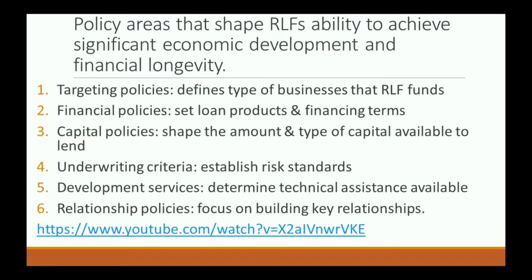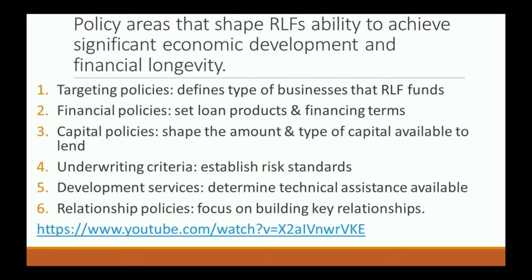Administrators of an RLF need to set priorities and then determine the best allocation of funds. Profitability is important because money must be returned to the fund so it can be lent out again. But we can shape our RLF through different policies. First up, we have targeting policies. This would define the type of businesses that the RLF funds. They should reflect economic development goals and should focus on businesses that cannot find capital elsewhere.